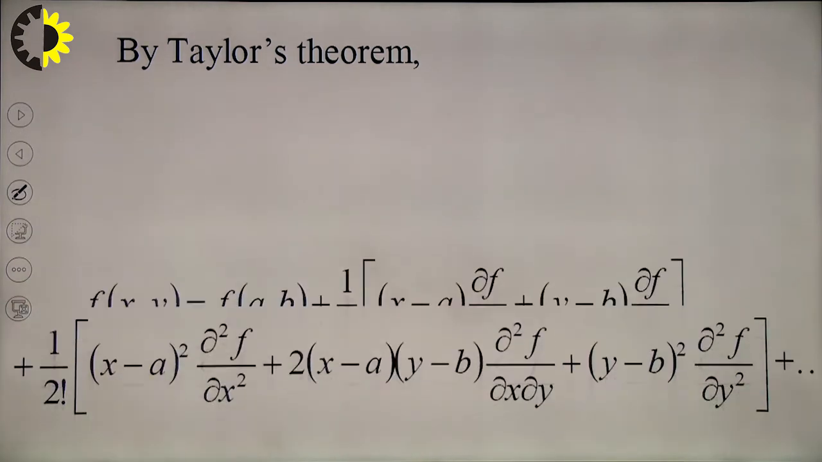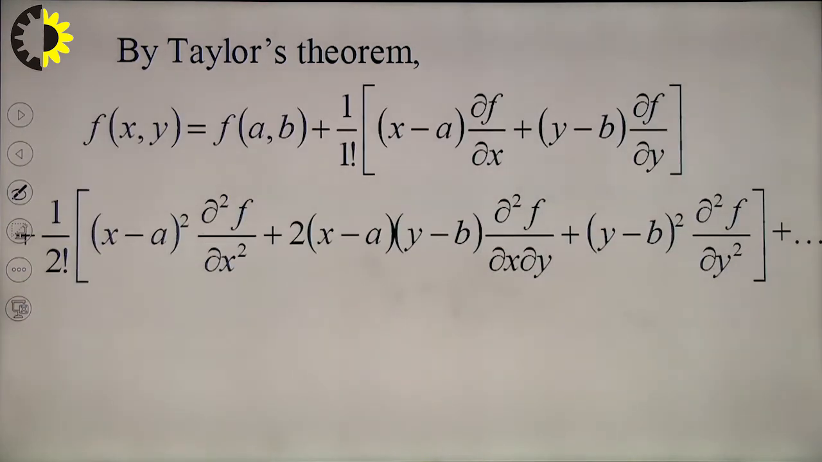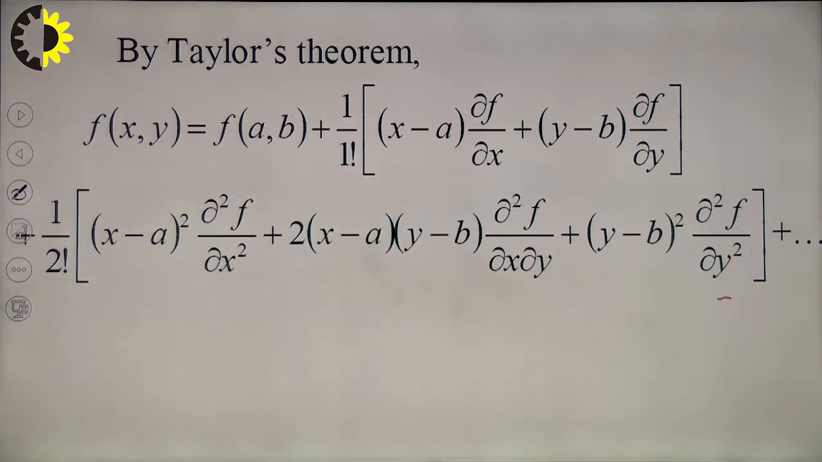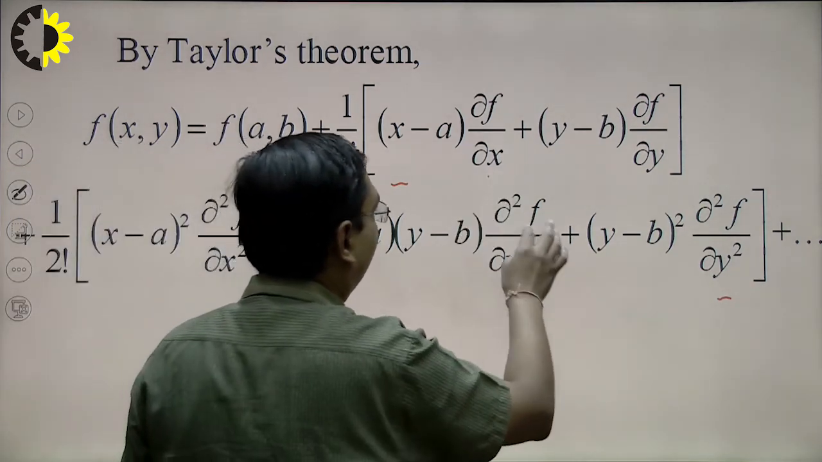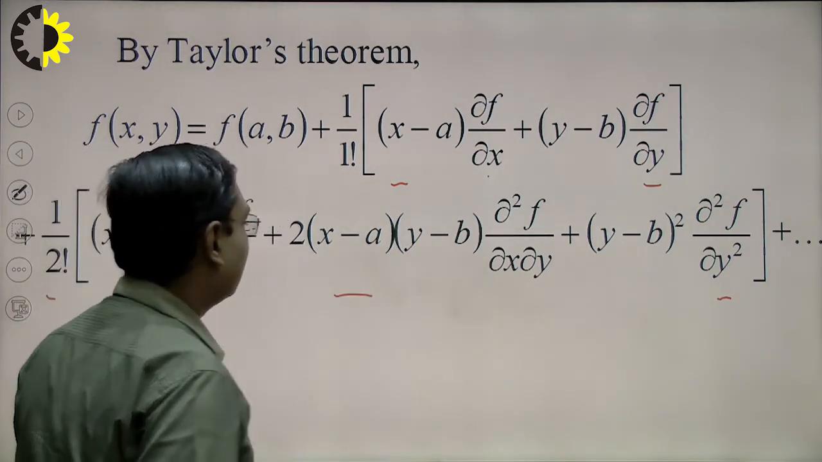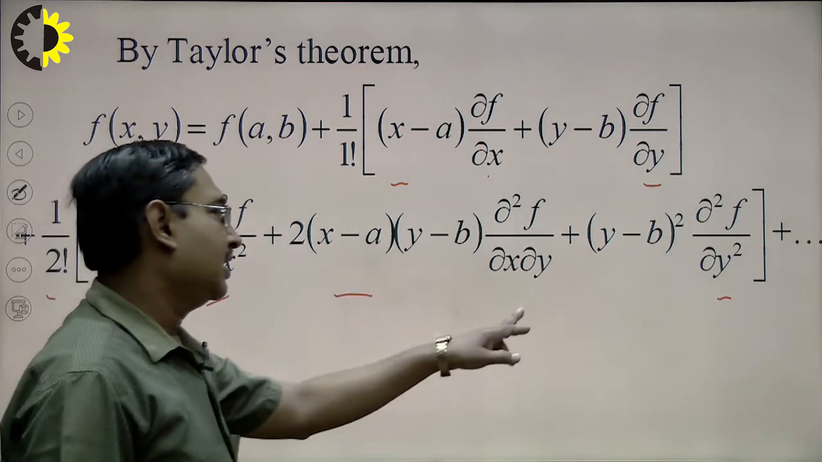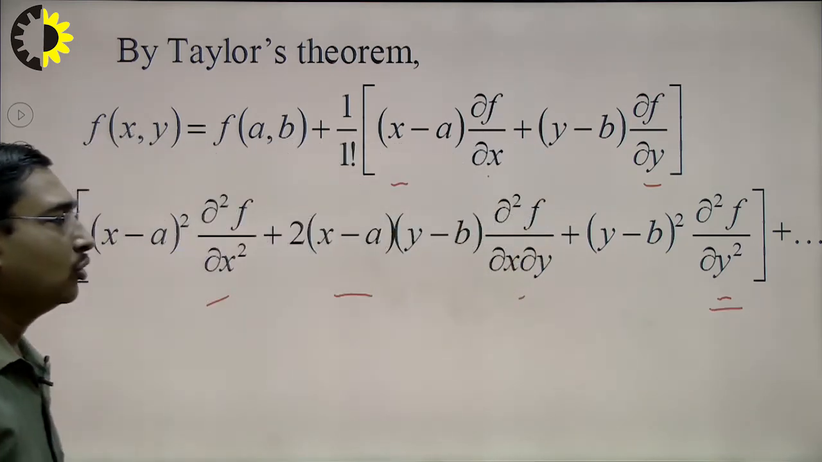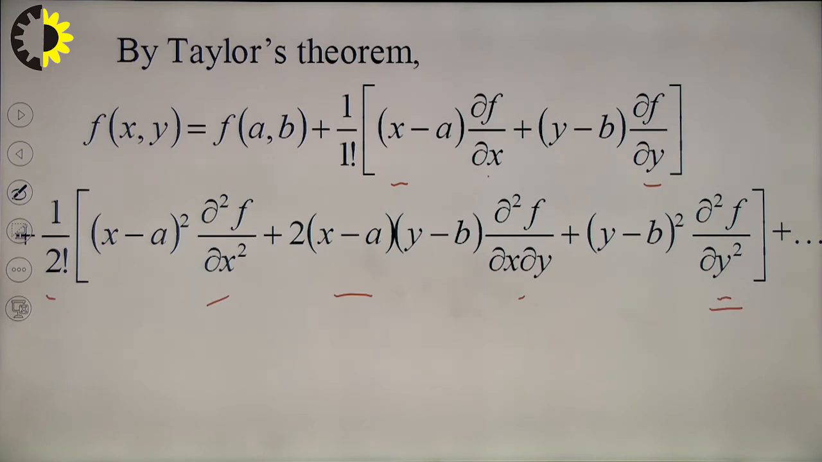Now we write the formula for Taylor series. The Taylor series expansion of a function up to second degree terms is f(x,y) equal to f(a,b) plus 1 by 1 factorial [(x minus a) del f over del x plus (y minus b) del f over del y] plus 1 upon 2 factorial [(x minus a) whole square del 2f over del x square plus twice (x minus a)(y minus b) del 2f over del x del y plus (y minus b) whole square del 2f over del y square] plus and so on.